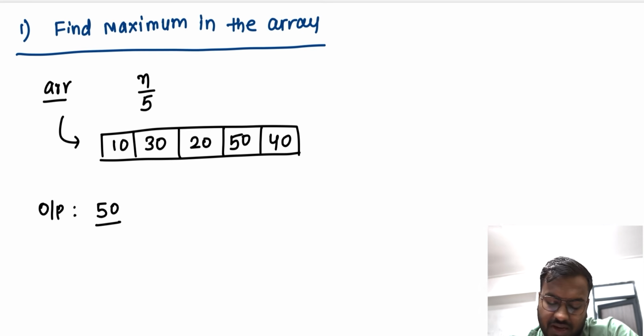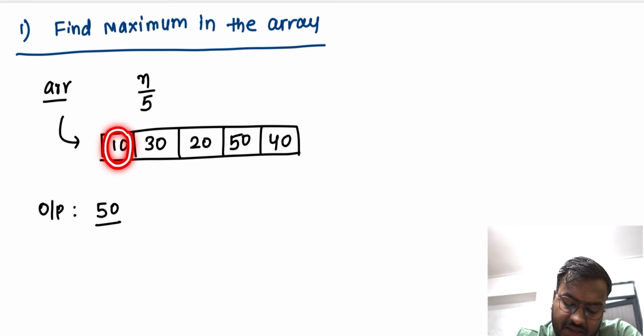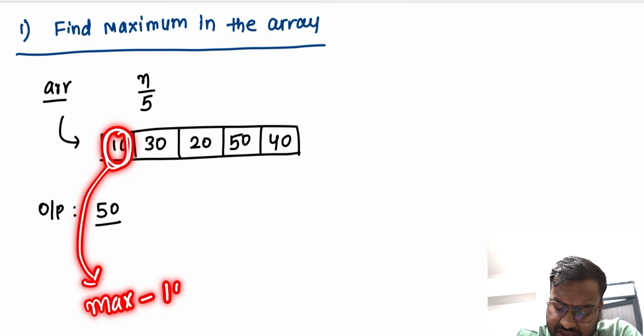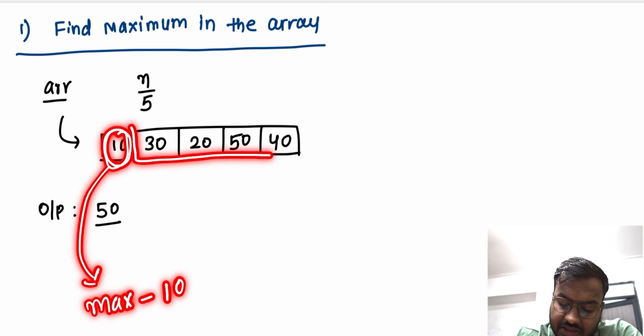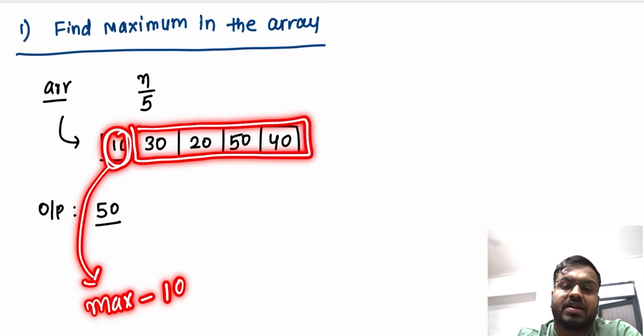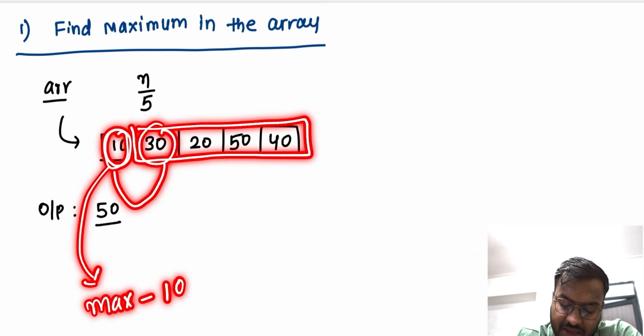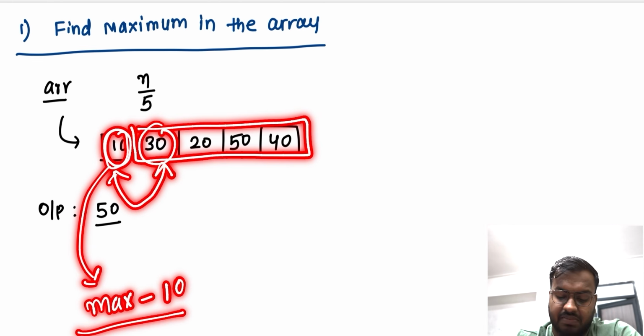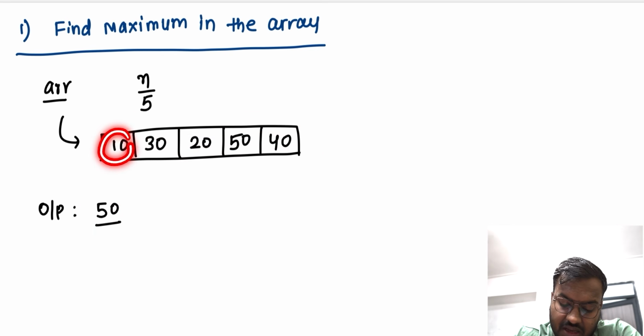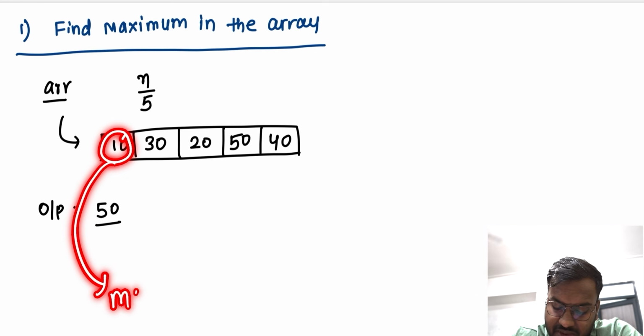So what we can do, we can make this element as the maximum element, that I will mark 10 as the maximum element. And then after what I will do, I will traverse the whole array and I will compare every element with the maximum, and if the element is greater than the maximum, I will update my maximum value. For example, in this case, see, I have marked 10 as my maximum value.